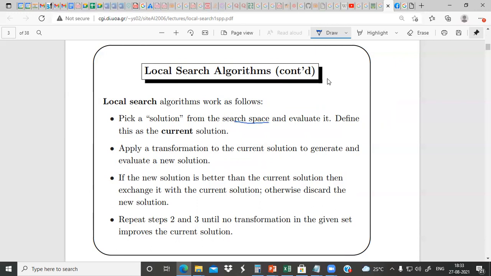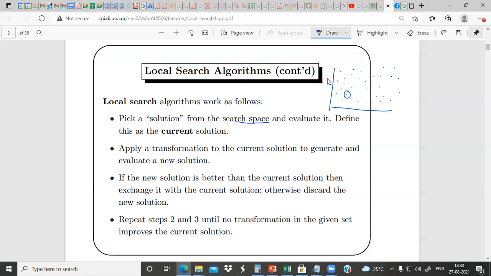So say the search space is nothing but the problem space. Assume the problem space contains many solutions. All these are solutions. Okay. But basically all these are solutions, but some of the solutions may be more accurate, some may be less accurate, some may be somewhere in between. So choose one solution randomly and evaluate it.